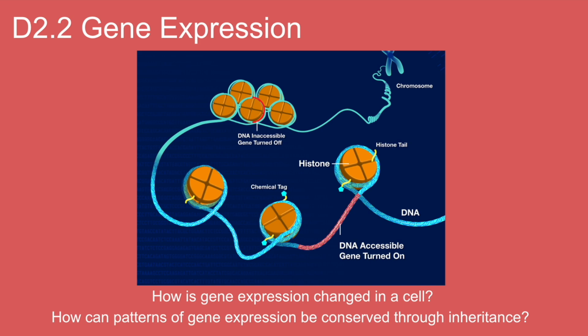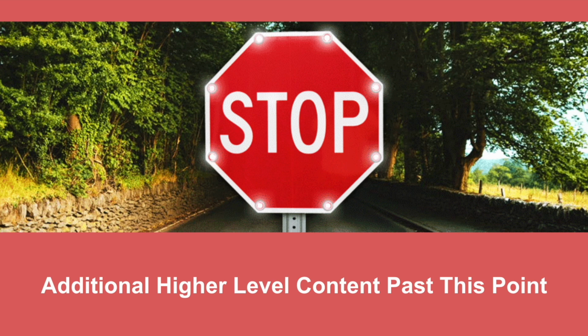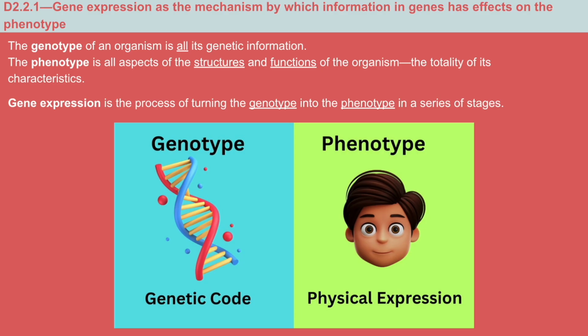Okay, on to D2.2 gene expression. Now, this is an all HL subtopic, so SL students don't need to tune back in until we get to D2.3. All right, first up, the genotype of an organism is all of its genetic information, every single bit of DNA in a cell that has all of your DNA. Okay, and the genotype codes for the phenotype.